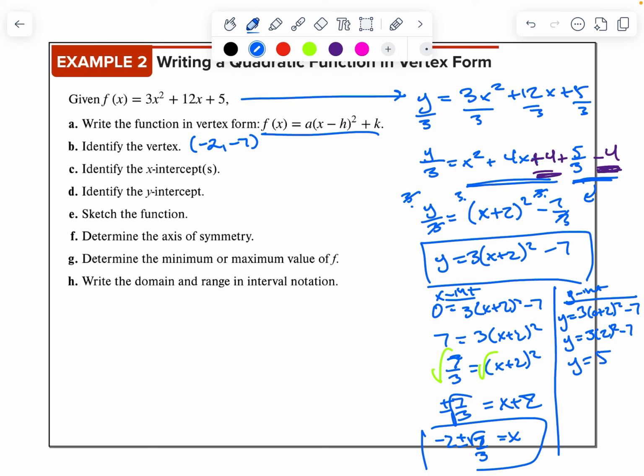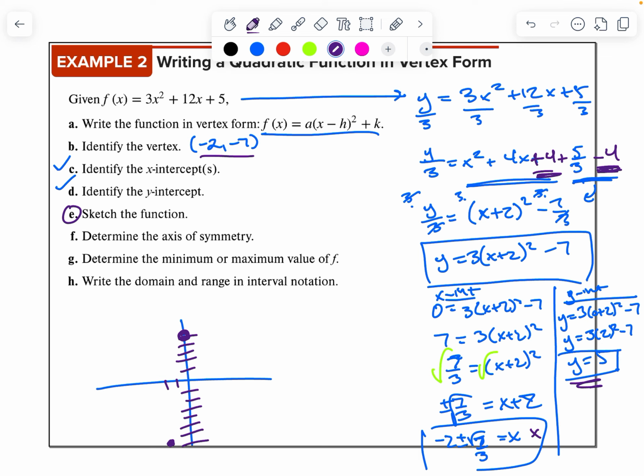Sketch the function. We don't have very nice values here, so I'm actually not going to use these. They're just not very nice to graph. But I do know that the y-intercept is 5. 1, 2, 3, 4, 5. I know that the vertex is (negative 2, negative 7). And I do know because a equals 3 that it opens upwards, so I'm just going to get a basic sketch here. I know that it opens upwards and it has to go through those points.